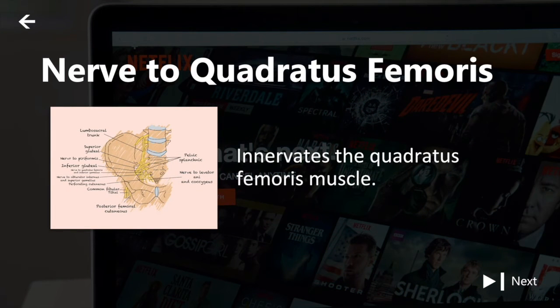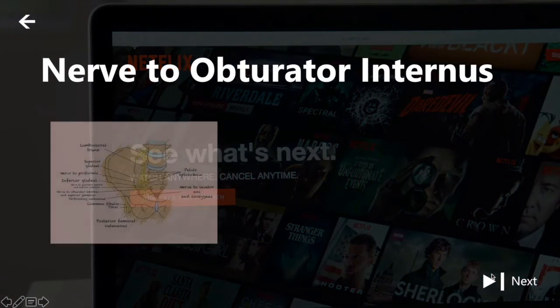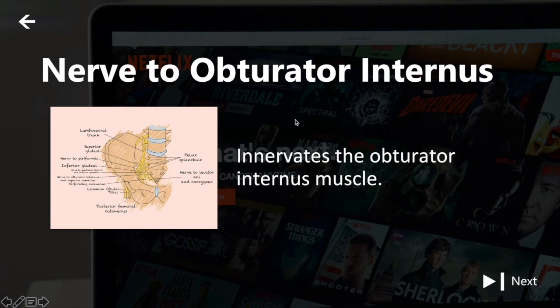And we have the nerve to the quadratus femoris. Again, as suggested by the name, it innervates the quadratus femoris muscle, which is basically your hip muscle. And it is found over here. The nerve to the obturator internus, again by the name, innervates the obturator internus muscle, which is also a hip muscle. It is found over here.